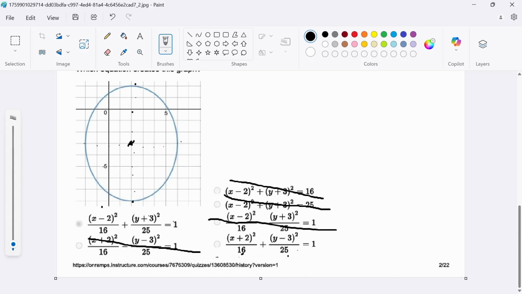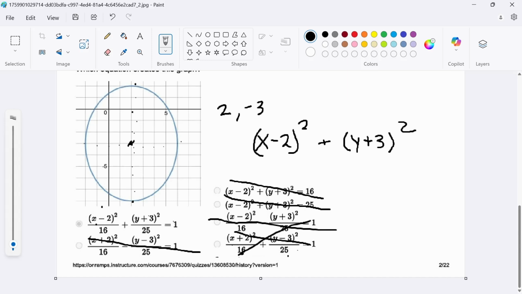And that center is at 2, minus 3. Now remember, inside parentheses, the signs are going to be opposite. So it'll be x minus 2 squared, and then plus y plus 3 squared. This one has the wrong signs. That has x plus 2 and y minus 3. So there's the answer.